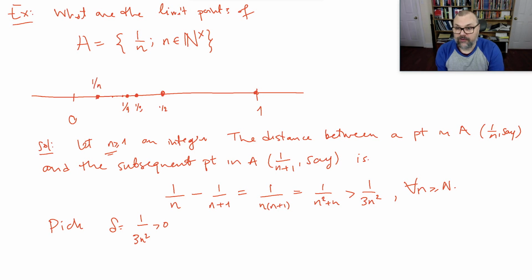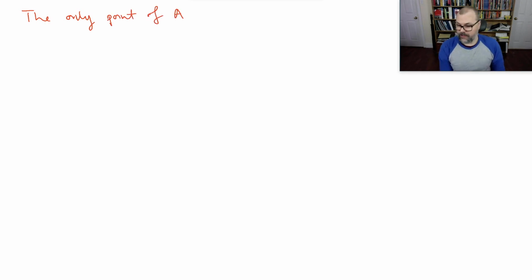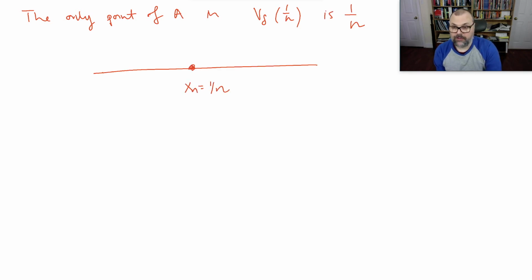Somewhere here, for instance. Here's a subsequent one. So I've picked this delta here. Let's look at the neighborhood of 1 over n with this specific radius delta. Well, the only point of the set A in the neighborhood around 1 over n is itself 1 over n. This was xn. This was the next one. We've picked here a delta was 1 over 3n squared.